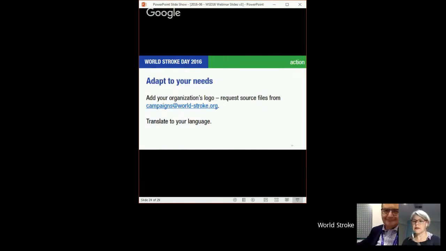We're also developing a range of other resources which will be made available in October, and this includes videos, sample press release templates, which you can use on World Stroke Day, as well as the advocacy toolkit and the roadmap, which we mentioned earlier. So now I'd like to hand you back to Vicky to talk about the opportunities to adapt the campaign to your needs.